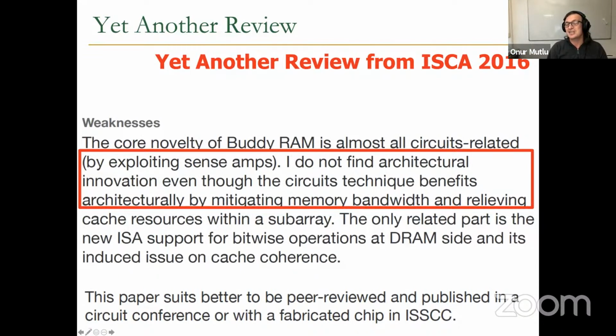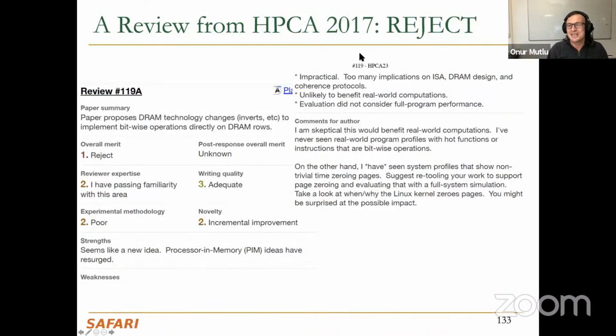And it's basically raising the bar so high that no one can do it. No one other than DRAM manufacturers whose business is this, and they don't reveal information, basically. Okay, let's move to HPCA 2017. These unfair reviews never end, so it's good to look into these.